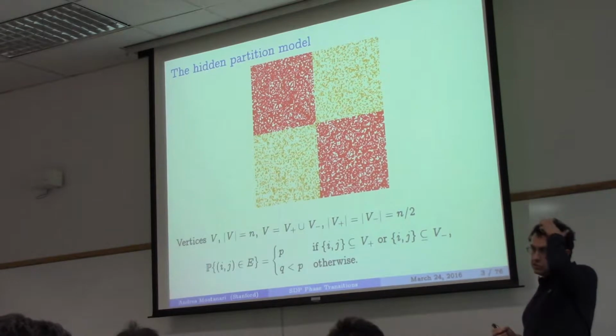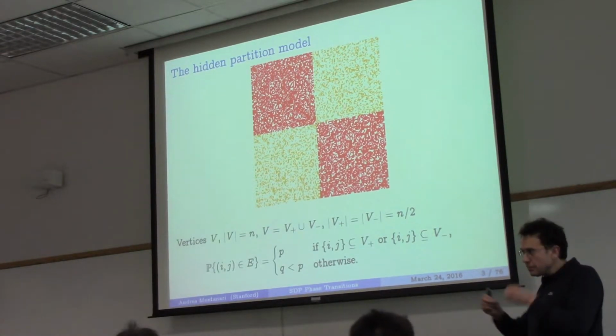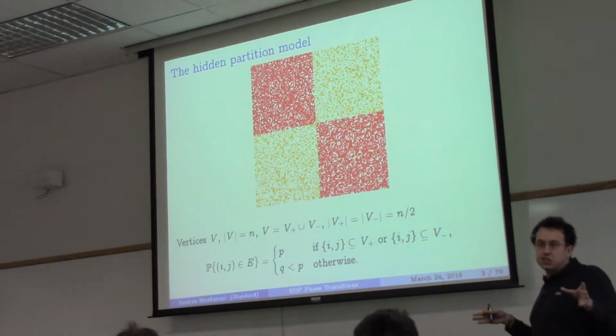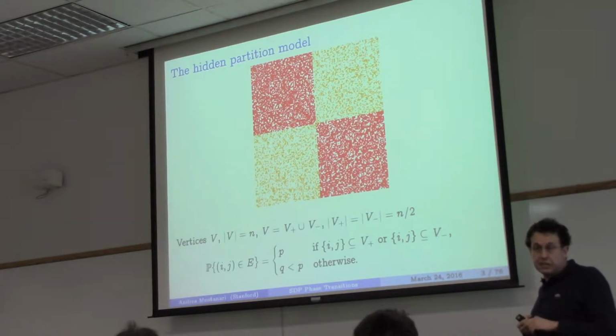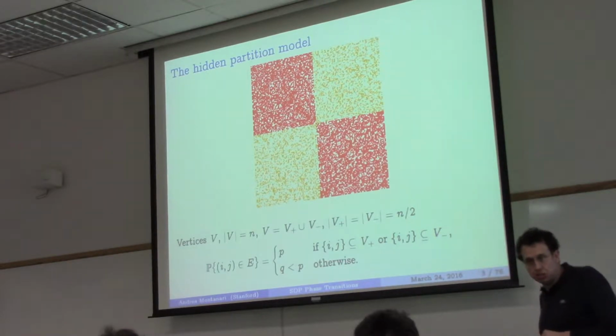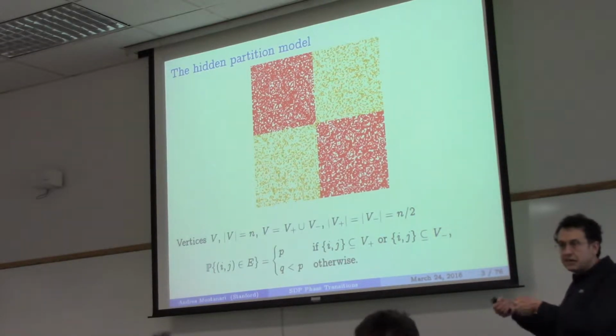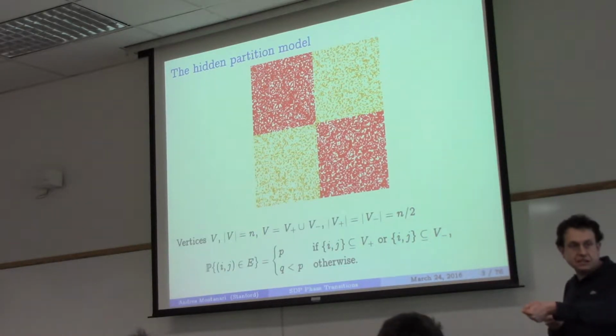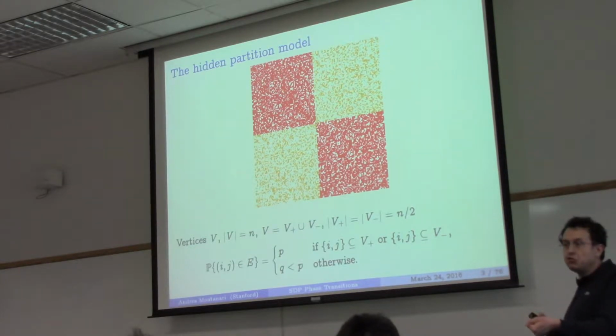I generate a random graph in this way. There are n vertices. I partition them into two subsets of size n over 2. And then I lay down edges that are conditionally independent given the partition. If two vertices are on the same side of the partition, I connect them with probability p. If they are on different sides of the partition, I connect them with probability q, where q is strictly less than p.